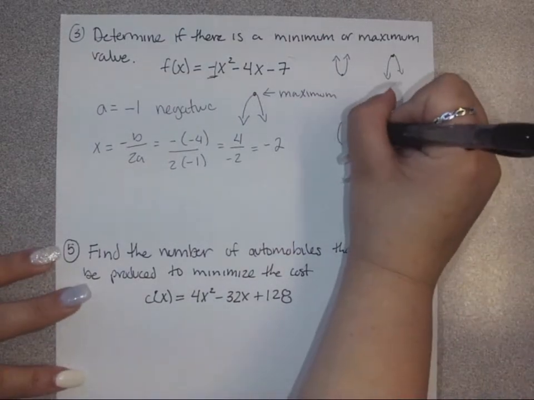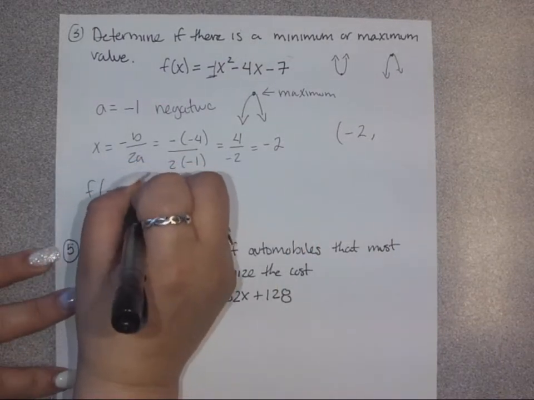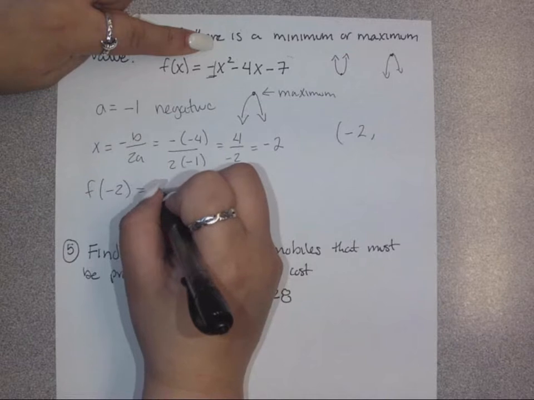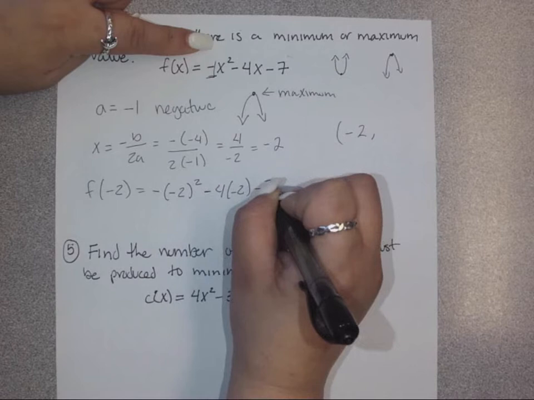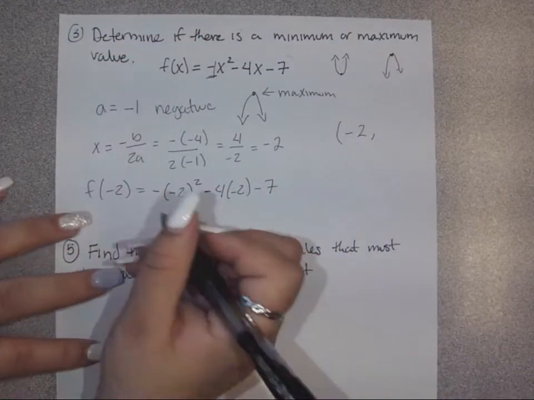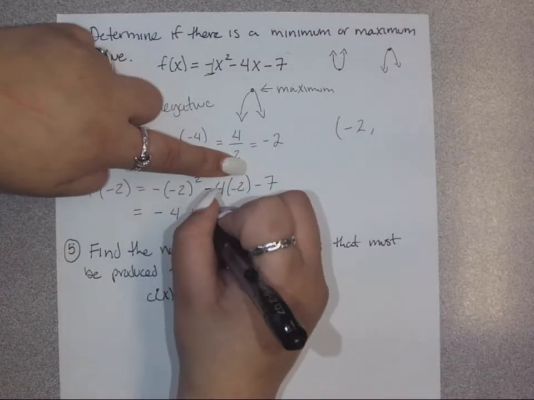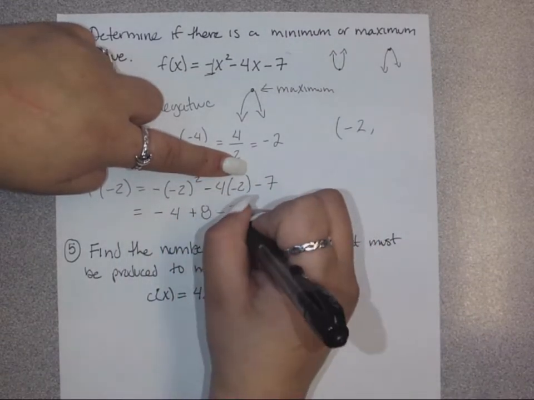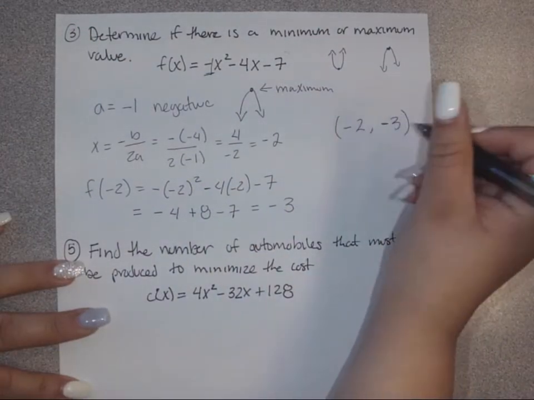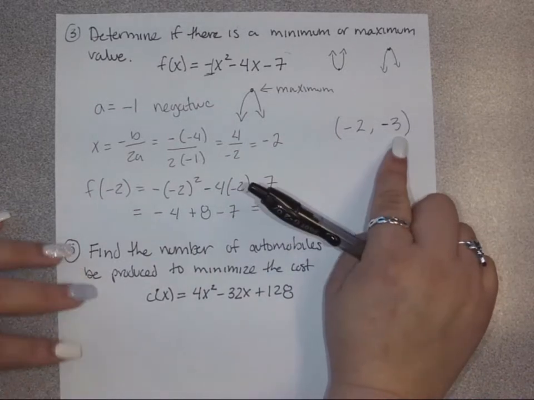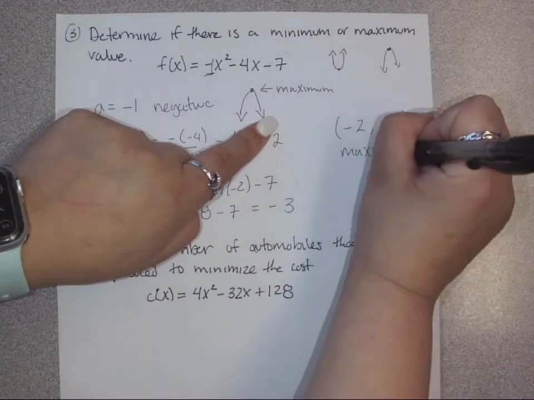So now we have the x value of our vertex, but we're missing our y value. We take the x value we found and plug it into our function. So we have negative 2 squared minus 4 times negative 2 minus 7. Be careful with your negative sign. This becomes positive 4, negative times negative becomes a positive, minus 7, so we end up with negative 3. So our vertex is the point negative 2, negative 3, and because our parabola opens down, we know we are dealing with a maximum.